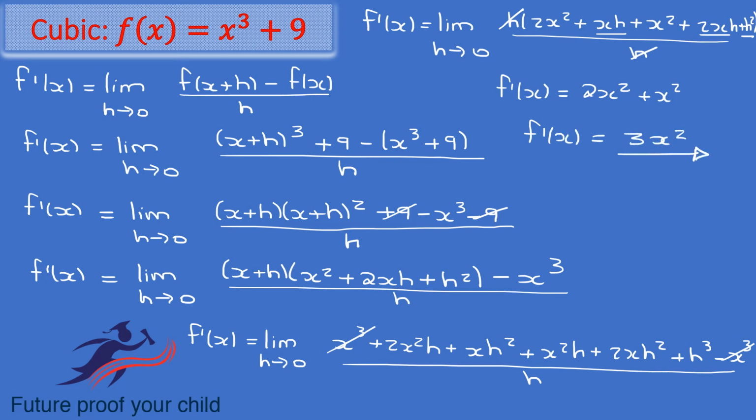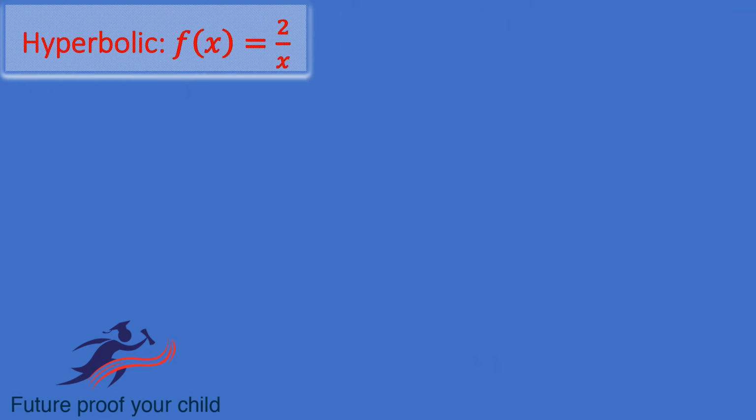And we can double check ourselves. Exponent times the coefficient is 3. And then you write your x down, make your exponent one less, so it's x squared, and the 9 will become a 0. Then we have our hyperbolic function.